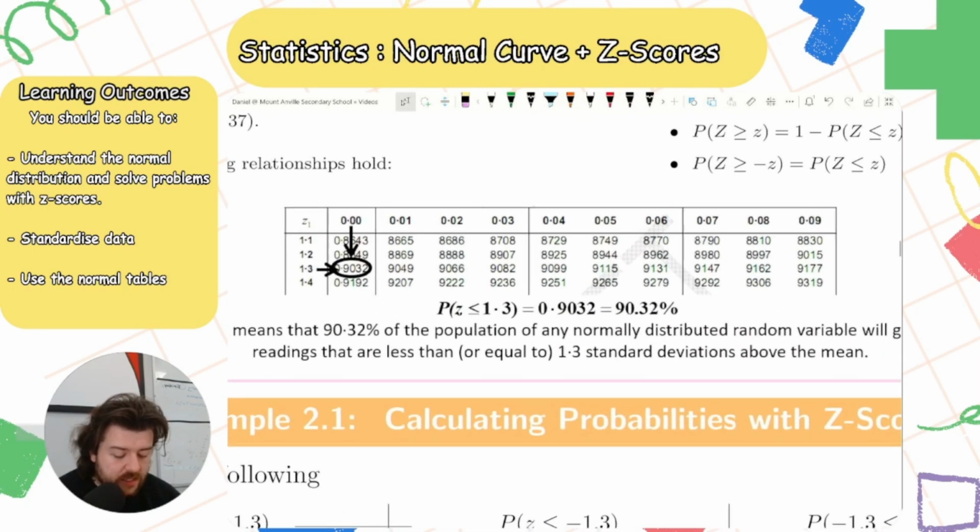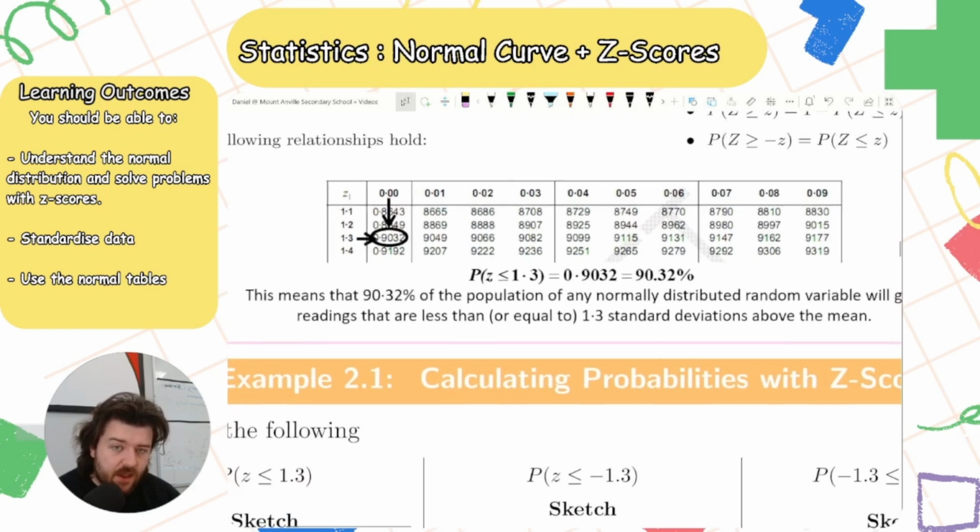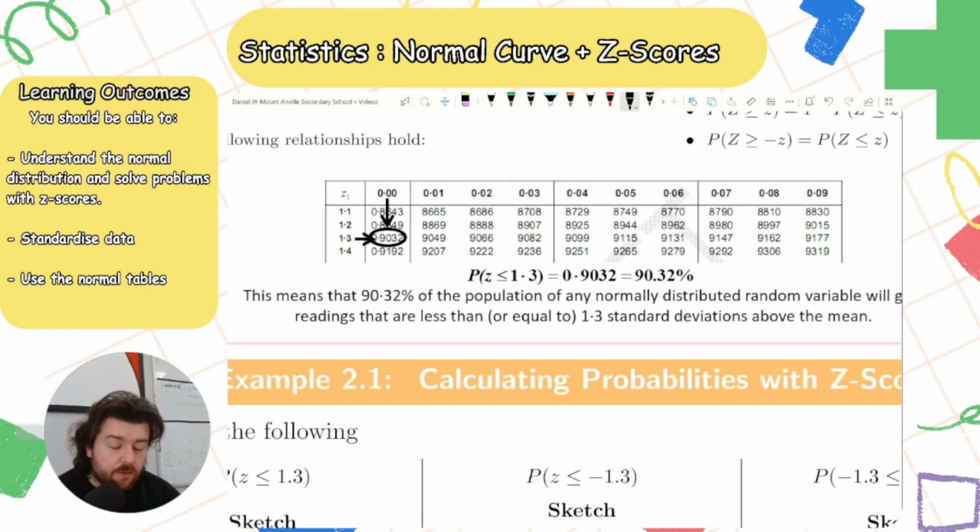When you open up your log tables to page 36, I believe, you'll be greeted with a load of numbers like this. And this is how you read it. These only work for the probability less than that. For example, the probability that z is less than 1.3, so 1.30 essentially. I go to 1.30, and it's 0.9032. So that is equal to 0.9032, or 90.32%.